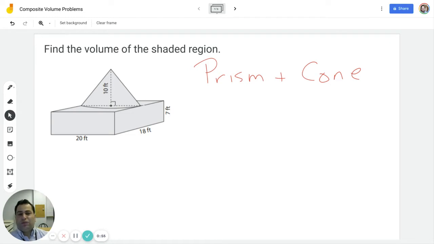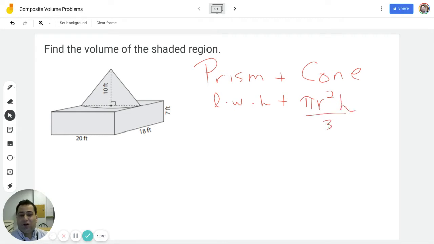So the volume of a prism is the area of the base. The base in our case would be length times width. And then you multiply it by the height. So length times width times height. The volume of a cone is going to be pi r squared. Again, the area of the base, well, the base here is a circle, so we're going to have pi times the radius squared times the height of the cone, and then we divide by 3.